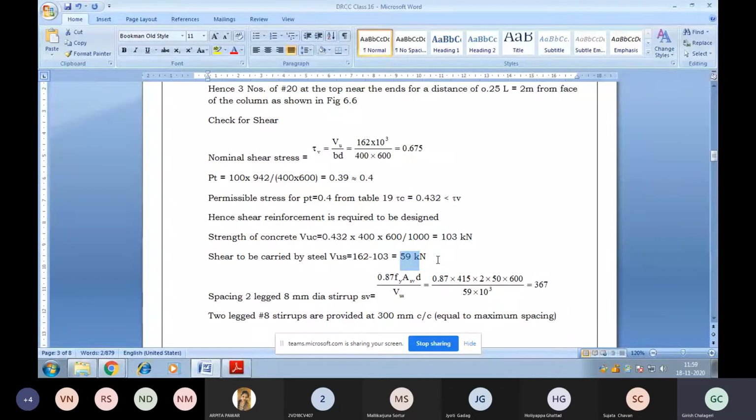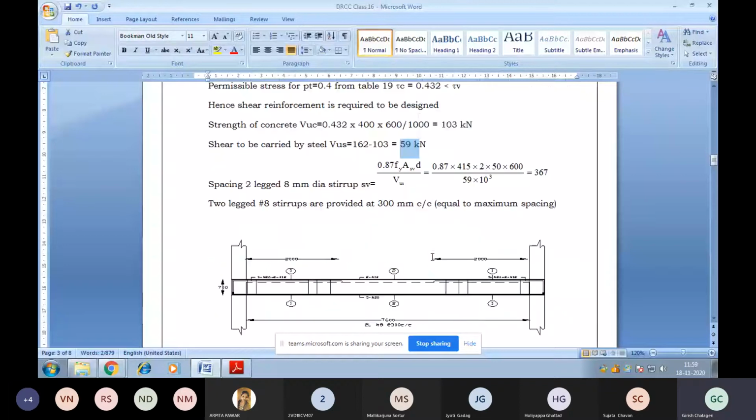Knowing this 59 kilonewton, 59 kilonewton divided by d is 0.58. We get the spacing of two-legged bars to be around 367, but we can provide two-legged bars at 300 maximum. Maximum spacing will be 300. So we can provide two-legged 8 mm bars at 300 mm center to center.